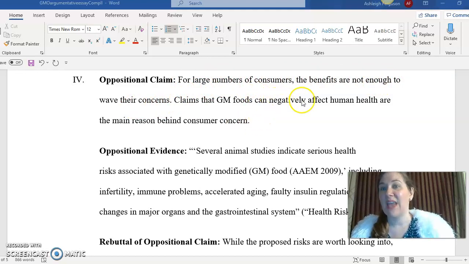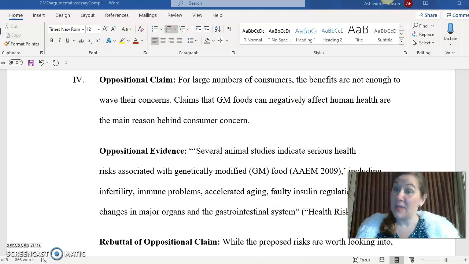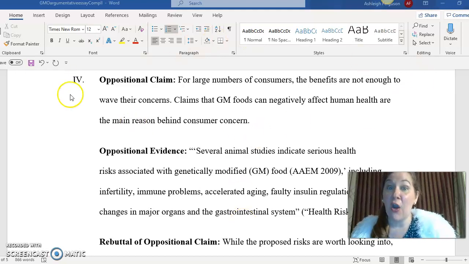Claims that GM foods can negatively affect human health are the main reason behind consumer concern. So he overviews why many people disagree with their usage. Even though maybe they could alleviate world hunger and ultimately decrease use of natural resources, there are individuals that don't agree with GM food usage because it's a new technology and it could harm people as a whole, and he acknowledges that. He overviews collectively that oppositional viewpoint. But he can't just leave it at that.